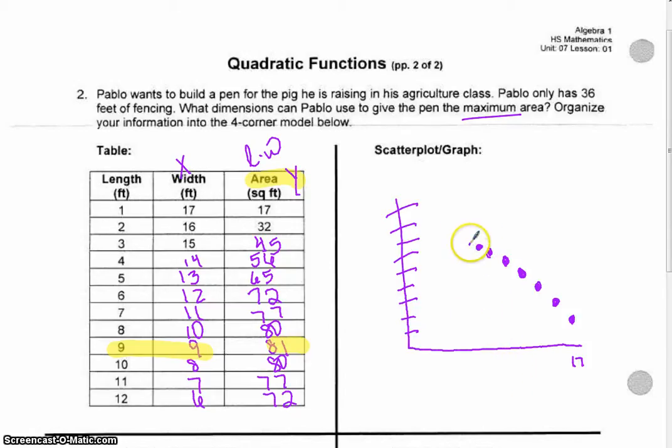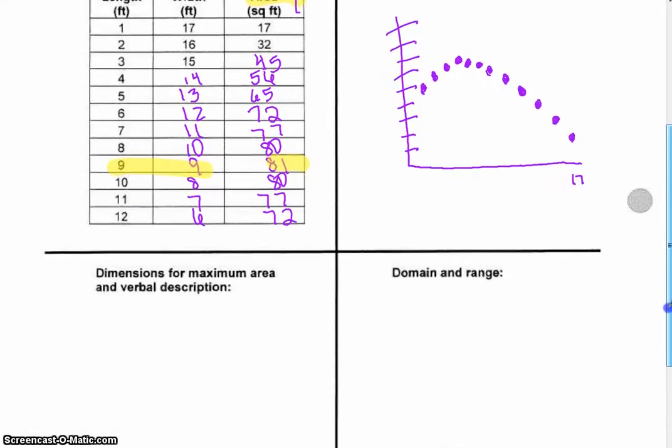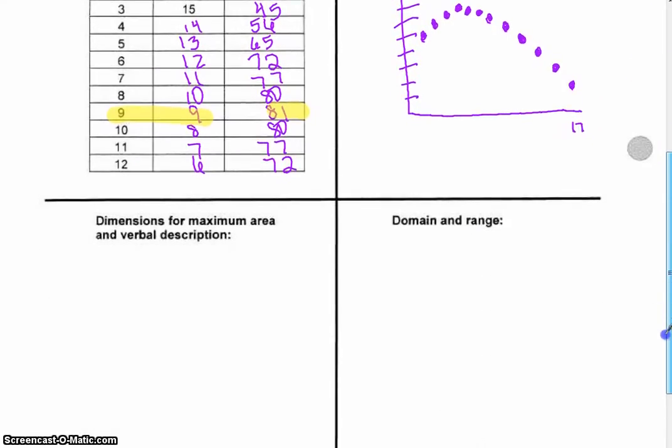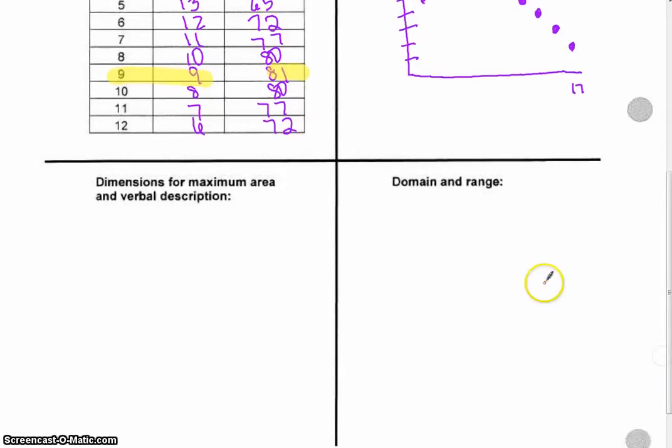At 10, it's going to go 80. At 9, it's going to go 81. At 8, it's going to go 80. At 7, it's going to go 77. At 6, it's going to go 72. So what have I basically created? Looks like a parabola to me. So the dimensions for the maximum area using a verbal.